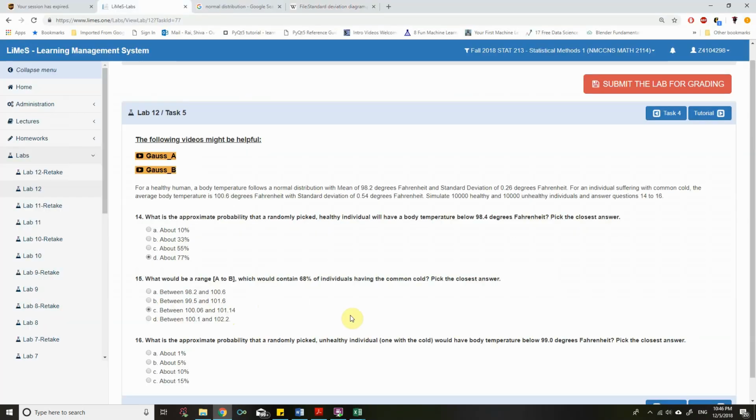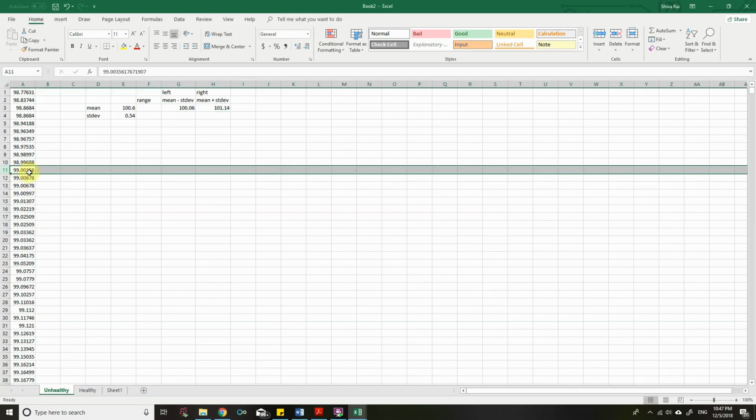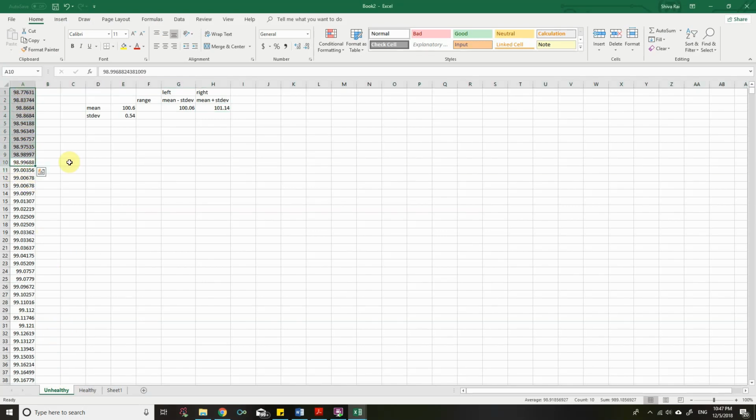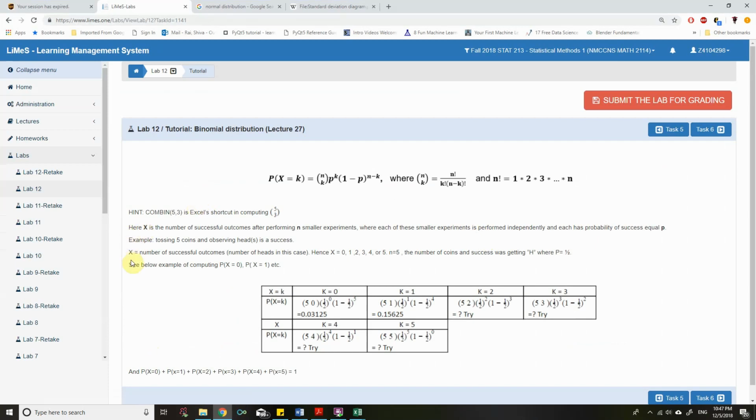Alright. What is the approximate probability that a randomly picked unhealthy individual would have body temperature below 99.0 degrees Fahrenheit? And 99.0 Fahrenheit means this one. So 10 people have temperature less than 99 Fahrenheit. So that would be 10 people divided by 10,000, which is 0.001. So less than 1%, about 1%.